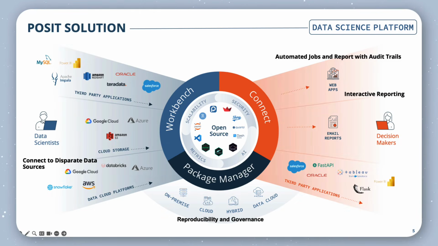Posit removes these frictions as an integrated data science platform built around three key components: Workbench, which is a governed compute environment for R and Python; Package Manager, which locks package versions for long-term reproducibility; and Posit Connect, where users can publish Quarto documents, Shiny apps, and dashboards with audit trails and role-based access.